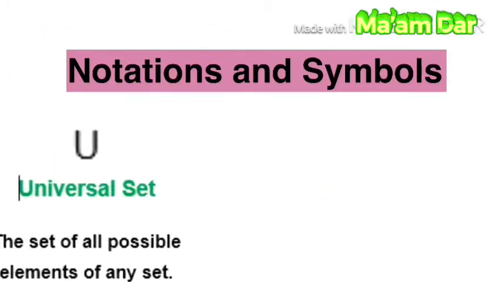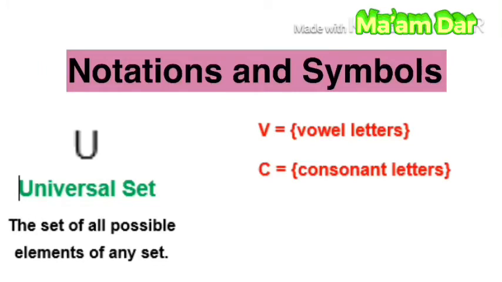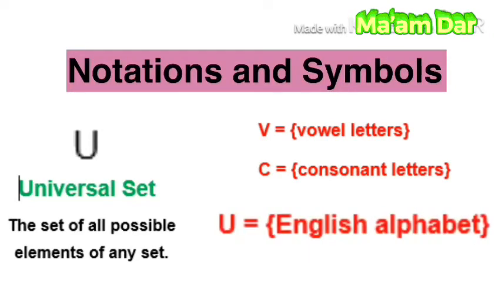Then this symbol is a universal set. Say for example, you have V is the set of vowel letters in the English alphabet. C is the set of consonant letters in the English alphabet. Then the universal set is the set of English alphabets.